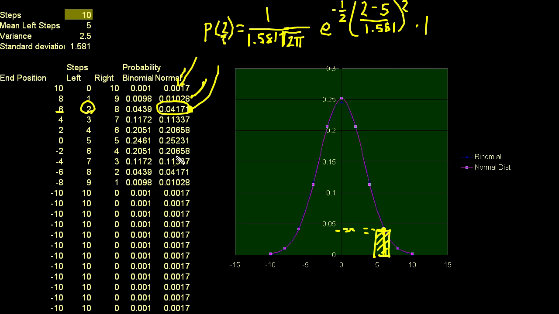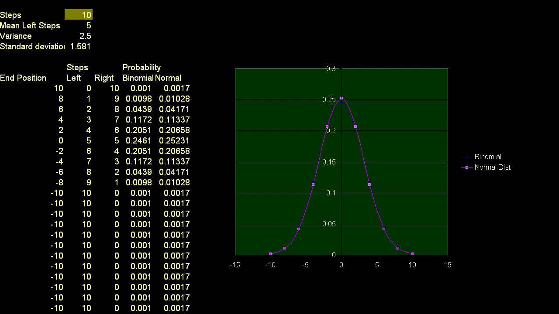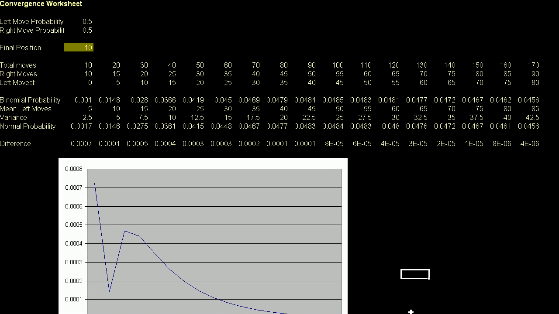And I encourage you to play with this spreadsheet. And actually, let me show you that they converge. I made a convergence worksheet on this spreadsheet as well. If you click on the bottom tab on convergence. This is the same thing, but I just wanted to show you what happens at any given point. Let me explain this spreadsheet to you.